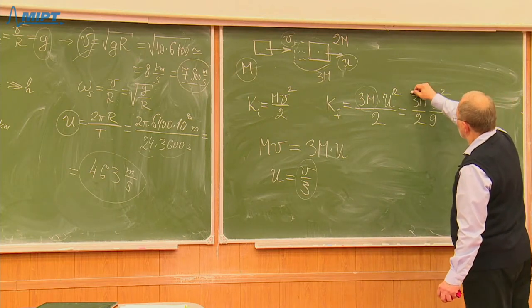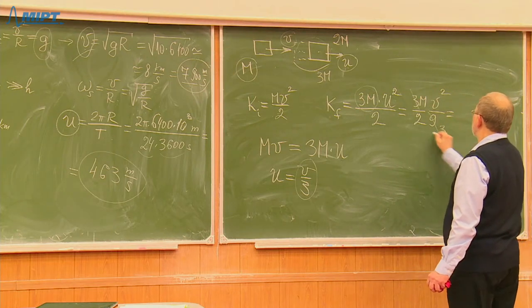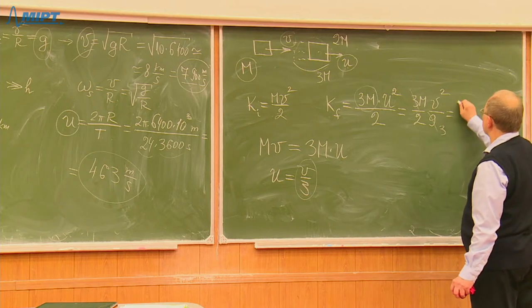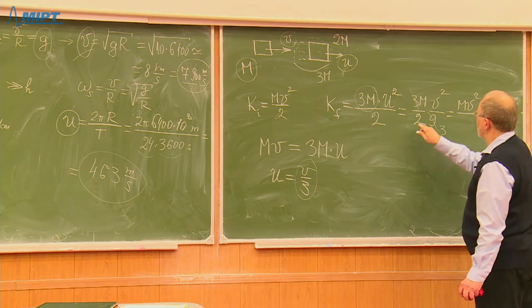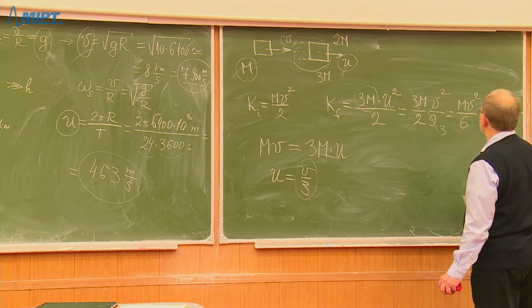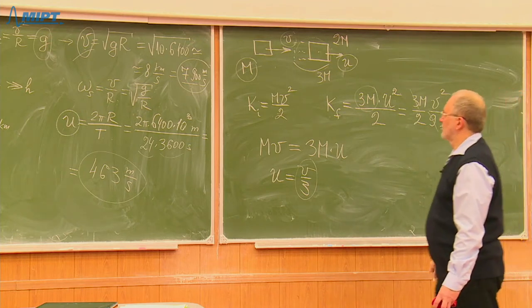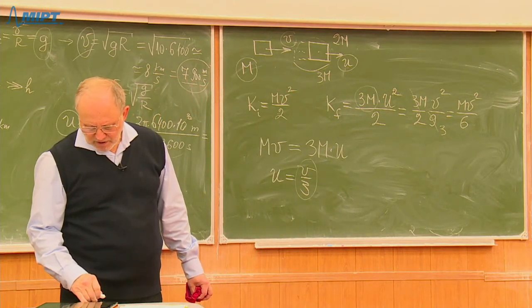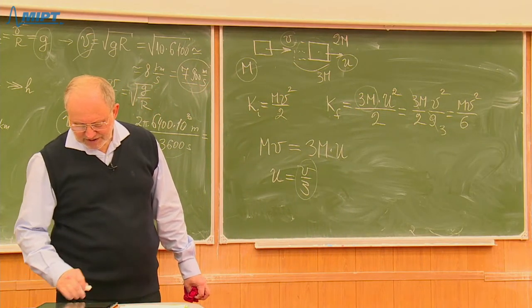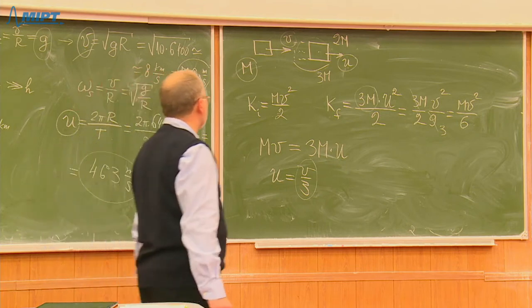So 9 and 3 can be canceled, which gives you 3 in the denominator, and that will give you capital M v squared divided by 2 times 3, which is 6. Now, what part of the initial kinetic energy is lost?